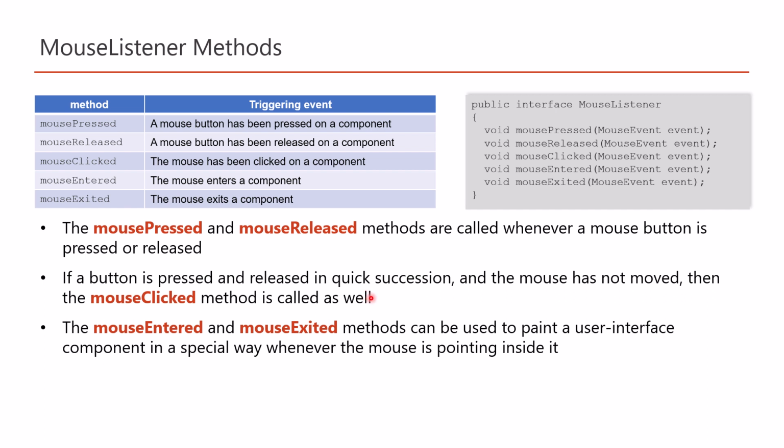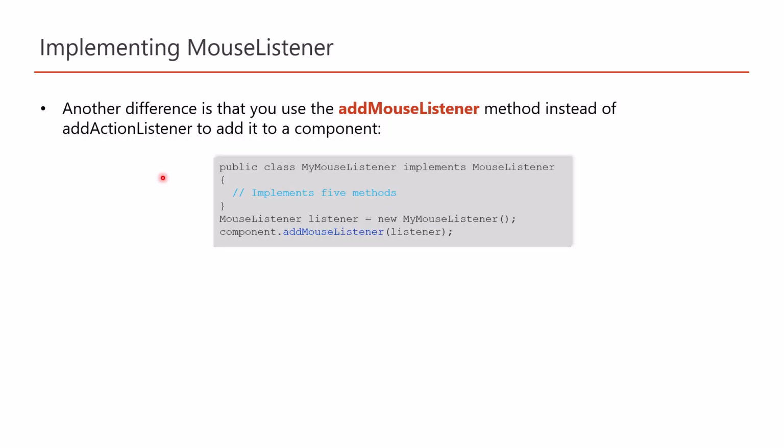These methods collectively allow you to respond to different mouse interactions and create more interactive and responsive user interfaces. By understanding when and how to use these methods, you can enhance the user experience in your Java GUI applications. When dealing with mouse events in Java Swing, the method to register a listener with a graphical component is different from the approach used for other types of action events.